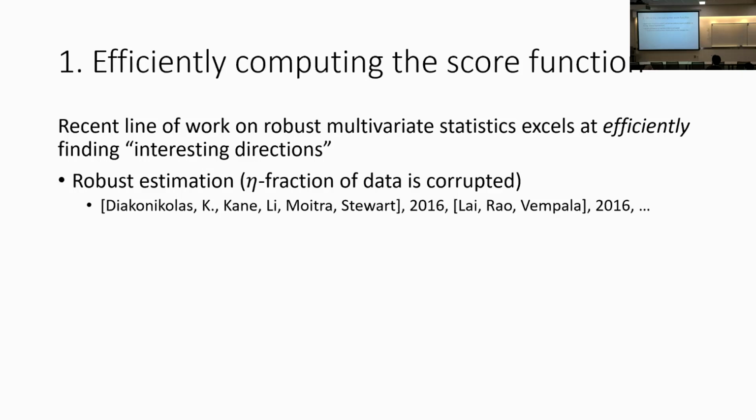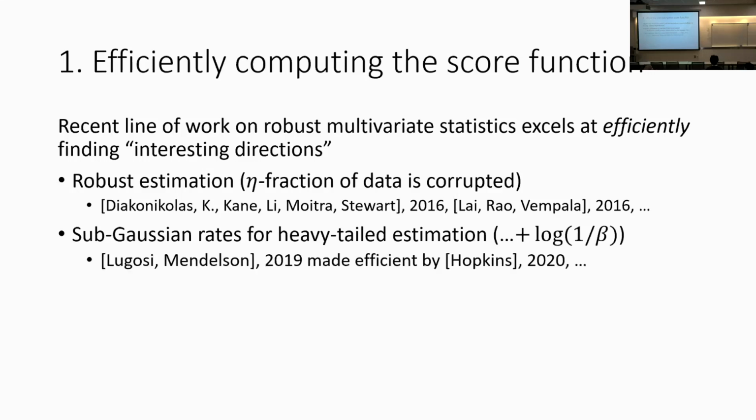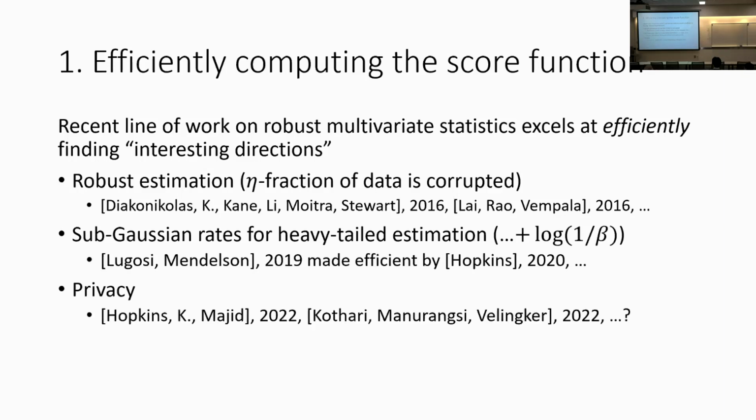These works deal with polynomial-time algorithms for these problems. Also, the sub-Gaussian rates I alluded to earlier, which look at trying to get this plus log 1 over delta, or sorry, log 1 over beta, in the sample complexity, also seem to be based around similar ideas. For example, following up on the Lugosi-Mendelson work, which was inefficient, Hopkins made it efficient via somewhat downstream ideas from this robust estimation work. And I think the really cool thing is that this is another case where the same ideas are very useful in getting a third desideratum, privacy. There are some works which did it simultaneously with us, but I think there's probably more to be seen out there.